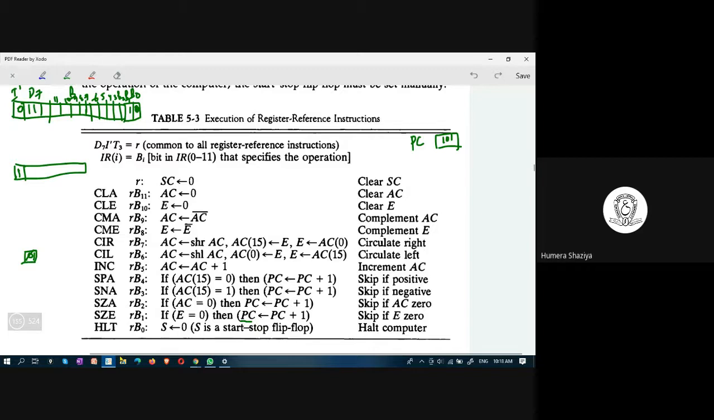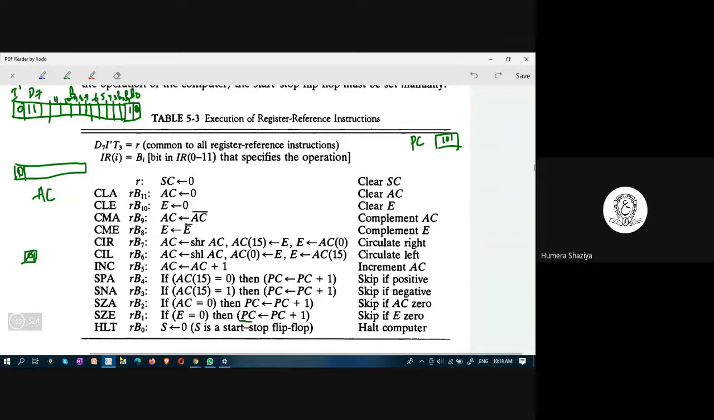SPA, skip if positive, if AC of 15 is 0. AC of 15 is the 15th bit of AC. Consider this is AC. This is the 15th bit. In SNA, if the 15th bit is 1, it is negative. If it is 0, it is positive.